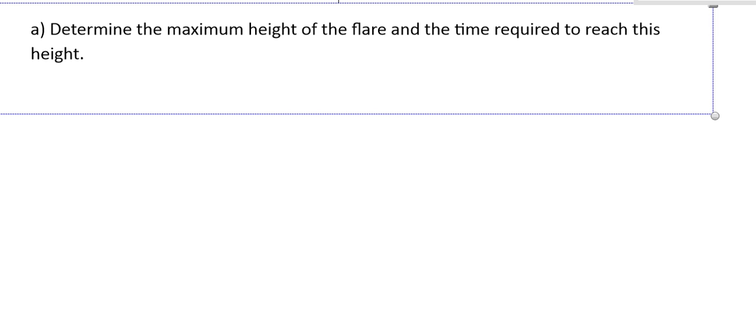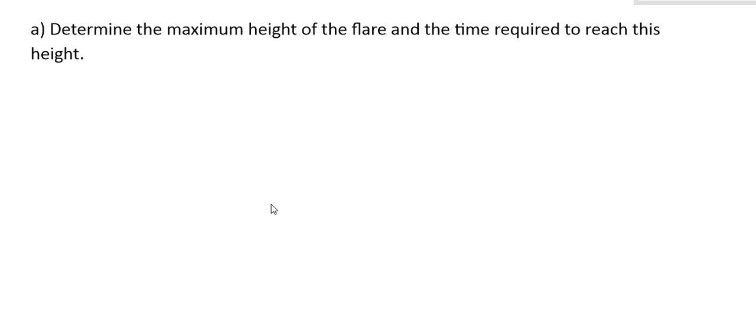It says determine the maximum height of the flare and the time required to reach this height. So we need to find the maximum height. So find the maximum height of the flare. Now we know that anytime you're asked to find a maximum or a minimum in a quadratic relation question, we're really looking for the vertex. So how are we going to find the vertex?